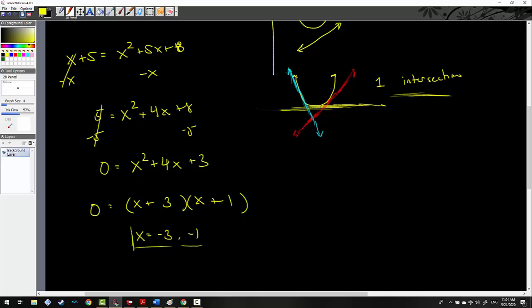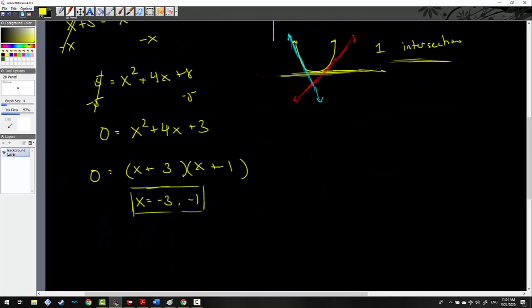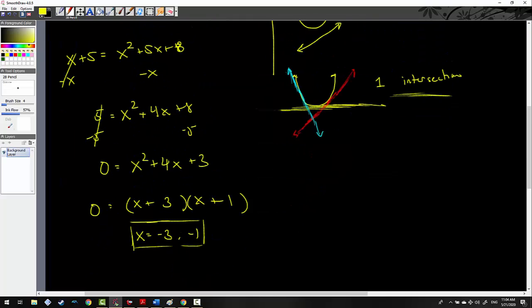So what does this mean in the context of the problem? Well, because I got 2 x values as my answers, I feel like I'm dealing with a 2 intersection scenario, because there are 2 different values of x where this parabola will make contact with this line. So how do I find the y coordinates? Before I do that, I'm going to say, okay, well, this is negative 3 comma something and negative 1 comma something. Again, I'm already preloading myself into that coordinate form.